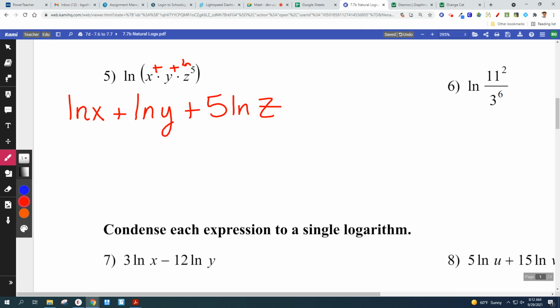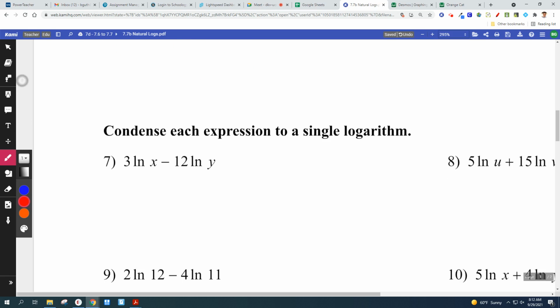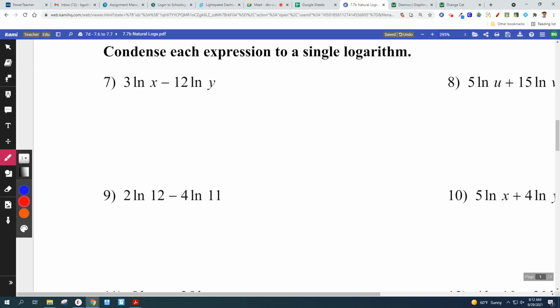Now, expanding is not very useful. We need to know the properties, though, because when we get into the next type of problems, condensing is how we're going to end up solving equations. So we really need to know those properties so we can condense, so we can solve. And so now we're going the other way, condense. And I know that this subtraction is going to change into division.